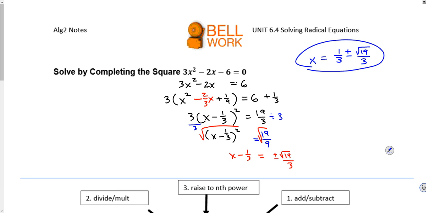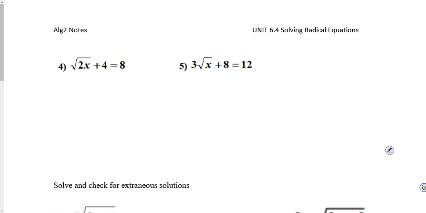Oh, that was the other one I had ready. Here's a couple more. I'm going to pause to let you try it. So try these next two.